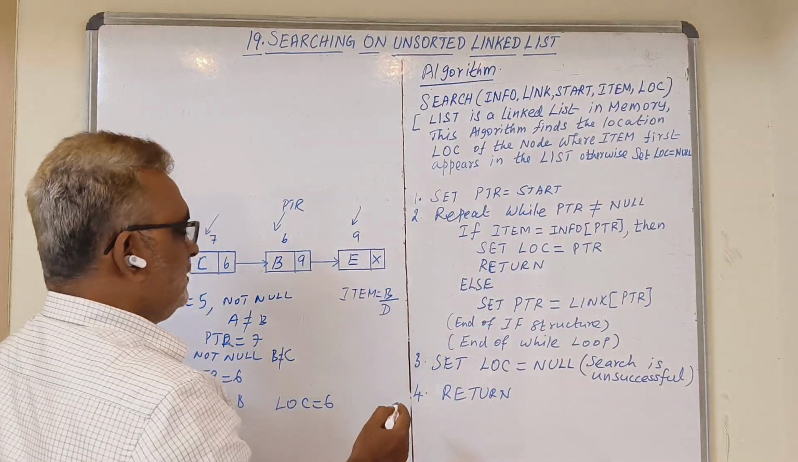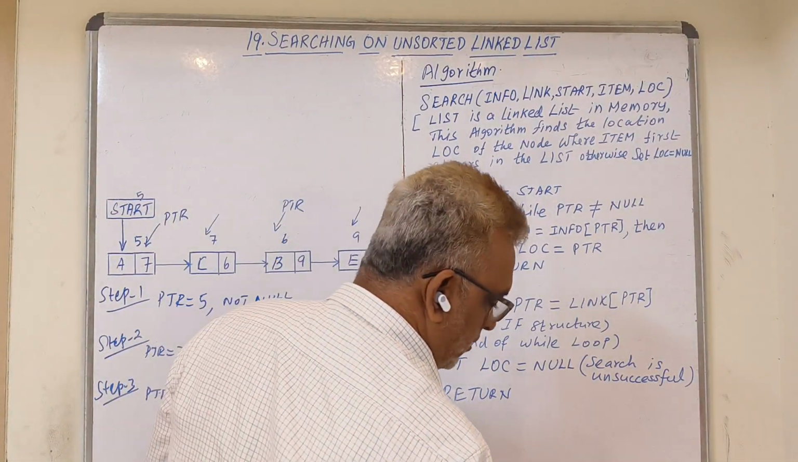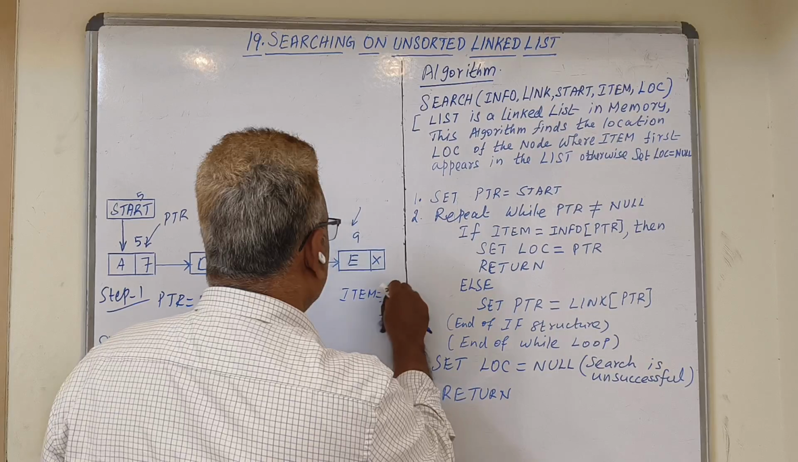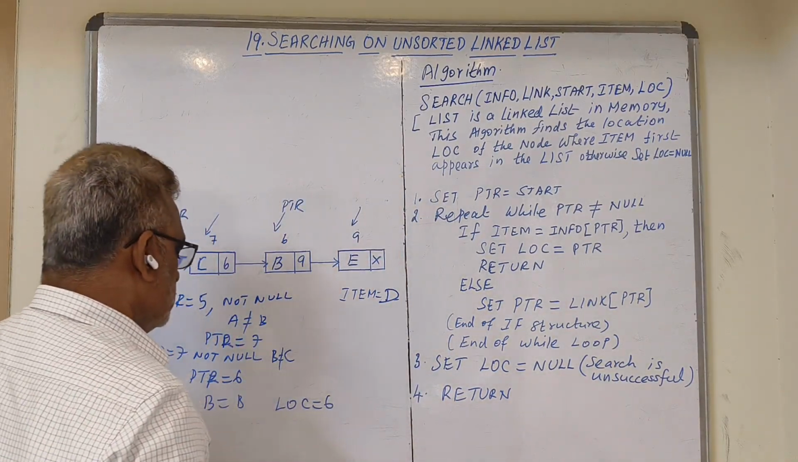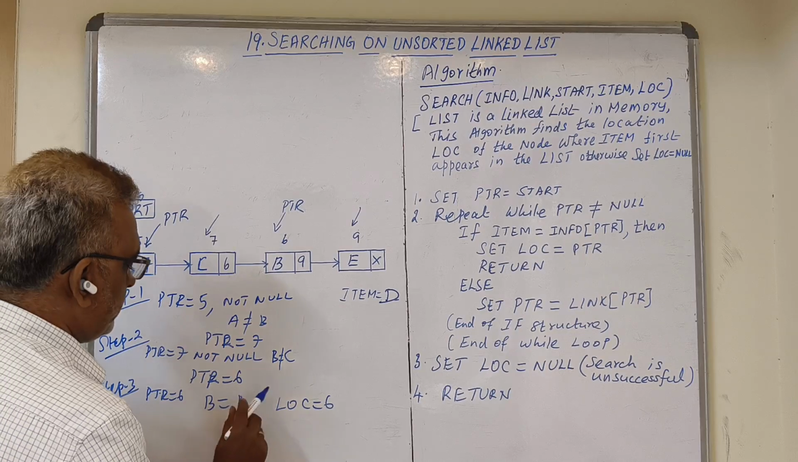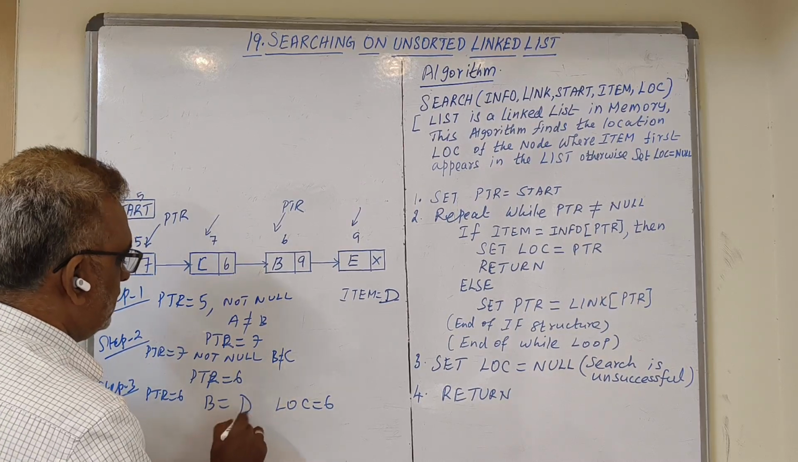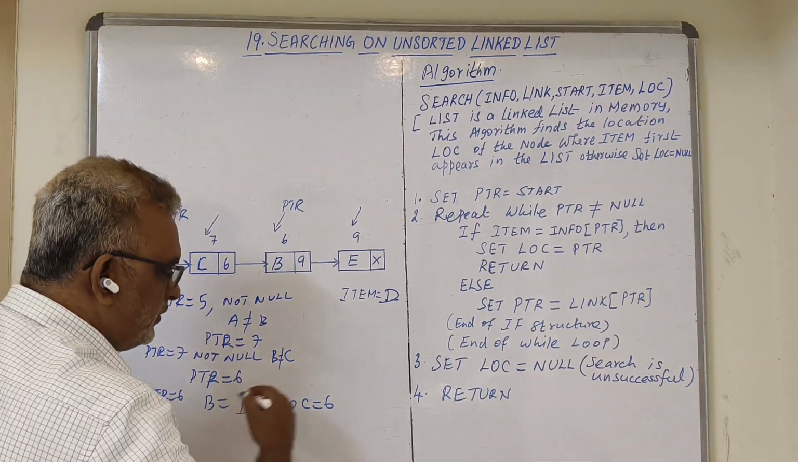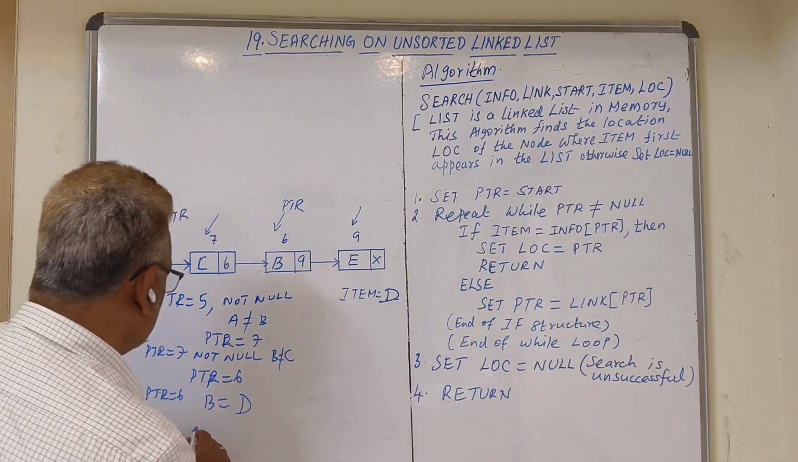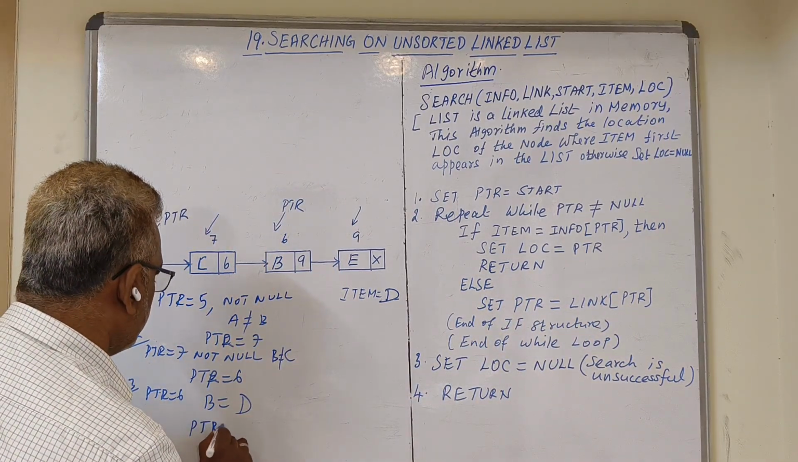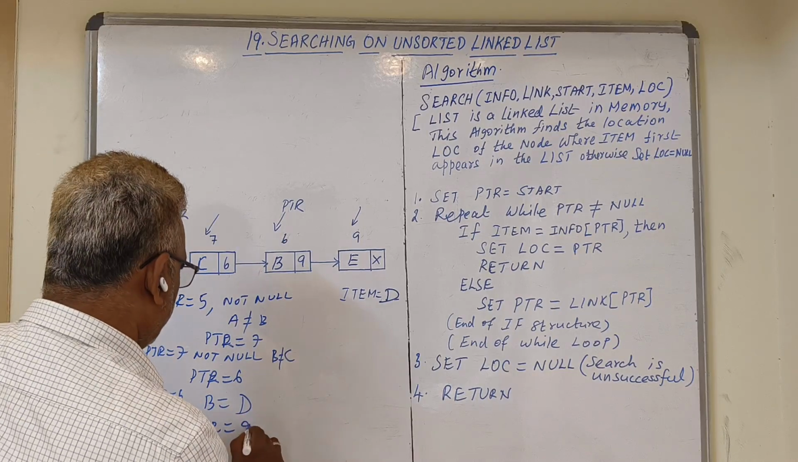Otherwise, let us consider our required item is not B, instead it is D. That being the case, the required value is D, so we proceed with the process. The link part of PTR is stored in PTR. So now the PTR value is equal to 9.